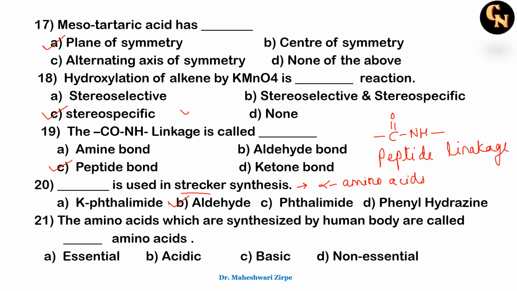Aldehyde with amine and your HCN, that is hydrogen cyanide. So basically aldehyde will react with ammonia, NH3, and HCN. Okay, so when this combination is used, that combination is called Strecker synthesis and it will give you alpha amino acids. Next is the amino acids which are synthesized by the human body are known as dash amino acids. So those amino acids which are synthesized by the human body are known as non-essential amino acids.